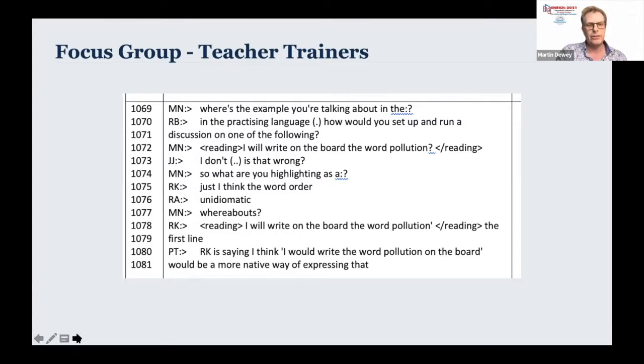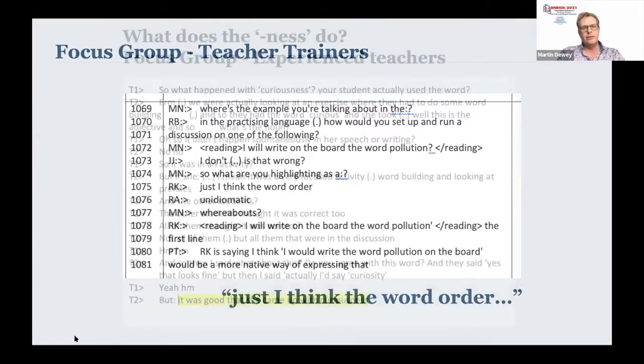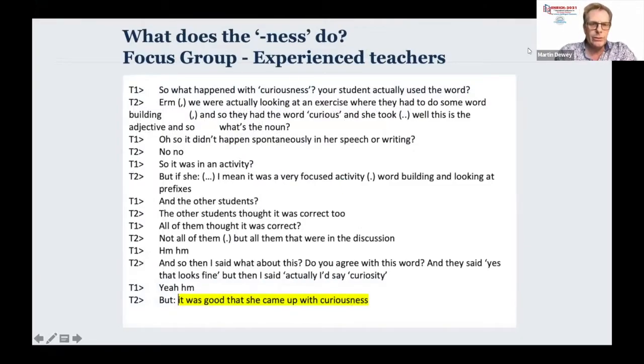We can contrast that with the following conversation. This is a conversation between a group of experienced teachers, another focus group, part of the same study. Here they are discussing the word curiousness that had been produced by one of the students in a class that T1, the first teacher, is referring to. There's quite a long discussion about what you do as a teacher when a student produces a language item that is non-standard, but is nonetheless successful in achieving communication. In other words, it is successful use of language.